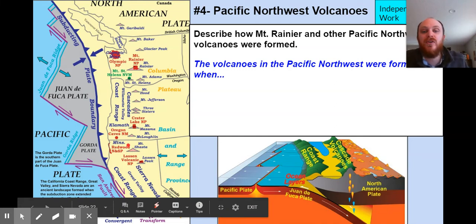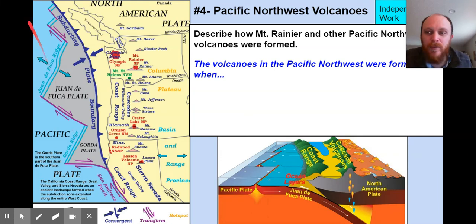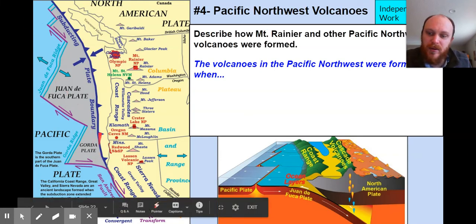How did these volcanoes form? Look at the map carefully. Remember, look at our Juan de Fuca plate. Read what it talks about here and explain how it forms. There's also another little picture down here that might help you with that.